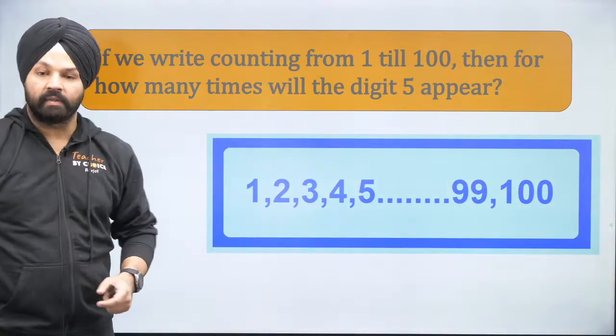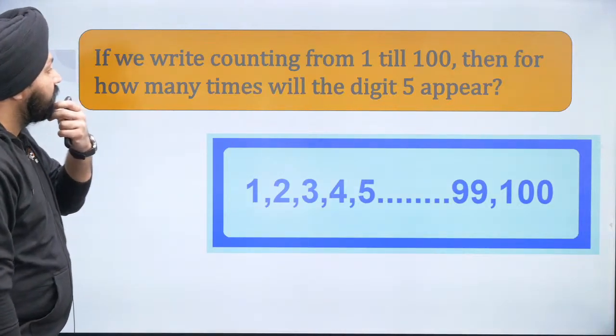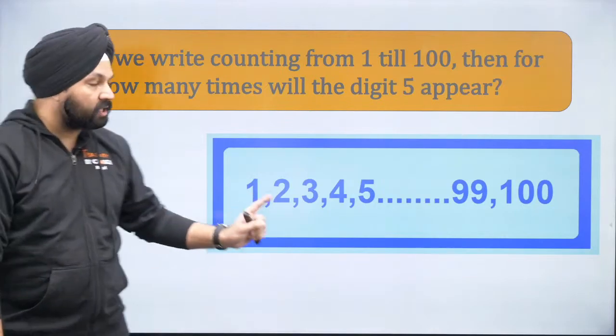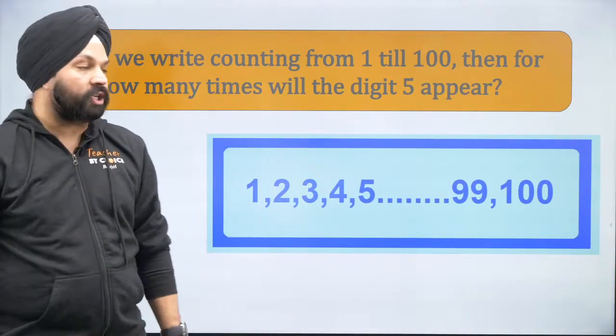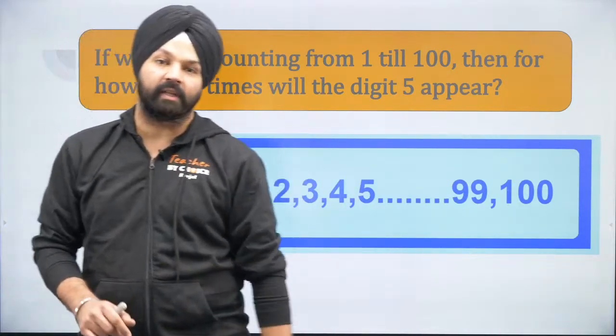Let's move on to this question now. What is the question? The question says, if we write counting from 1 till 100, then how many times will the digit 5 appear? अगर हम 1 से 100 तक counting लिखें, तो digit 5 कितनी बार आएगा? That we need to check. I repeat once again. If we write counting from 1 to 100, how many times will the digit 5 appear?